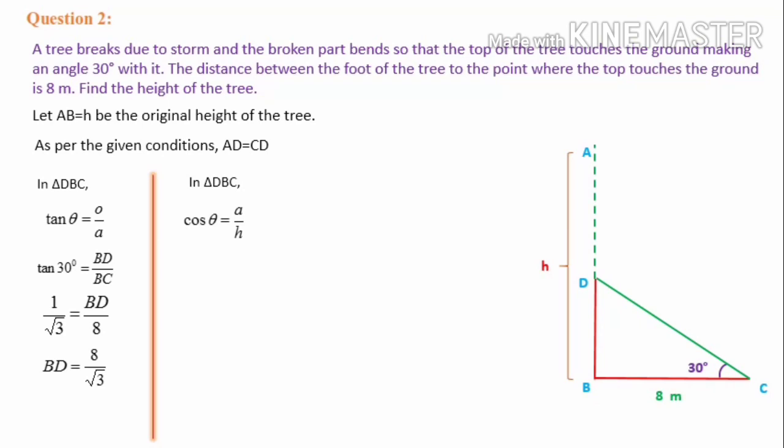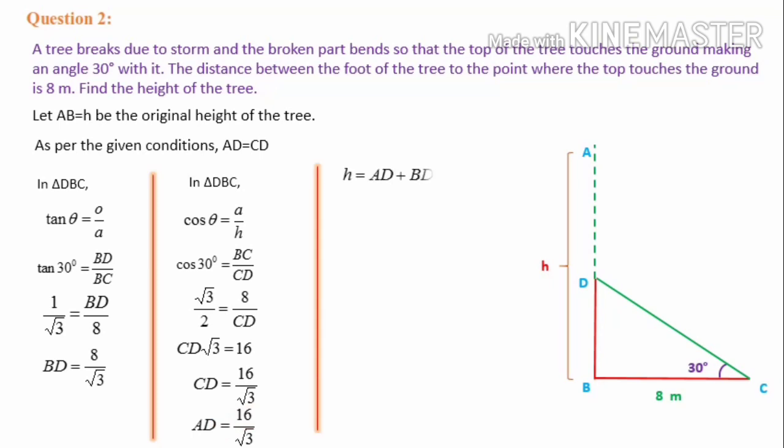So the relation connecting adjacent and hypotenuse side is cos theta. And here theta is 30 degree. So cos 30 is equal to adjacent is BC and hypotenuse is CD. That is cos 30 value is root 3 by 2 is equal to BC we have from the diagram, that is 8 divided by CD is the required quantity. Cross multiply it. CD into root 3 is equal to 8 into 2, 16. From here CD we can calculate. CD is equal to 16 divided by root 3. CD and AD are equal. So AD we can write 16 by root 3.